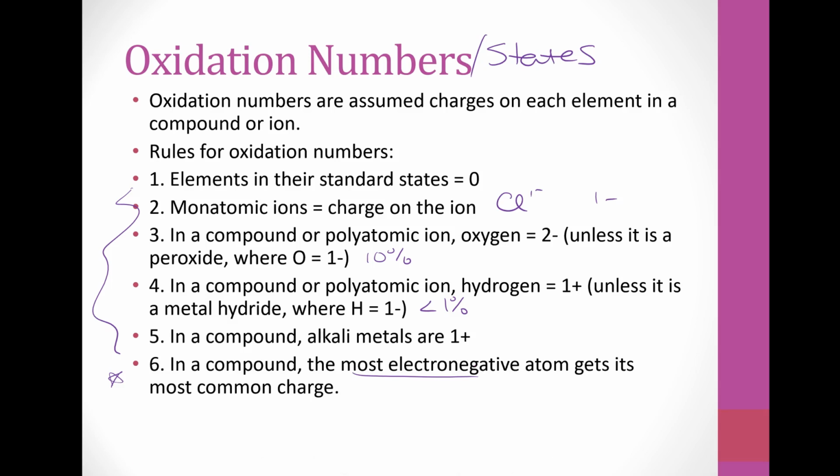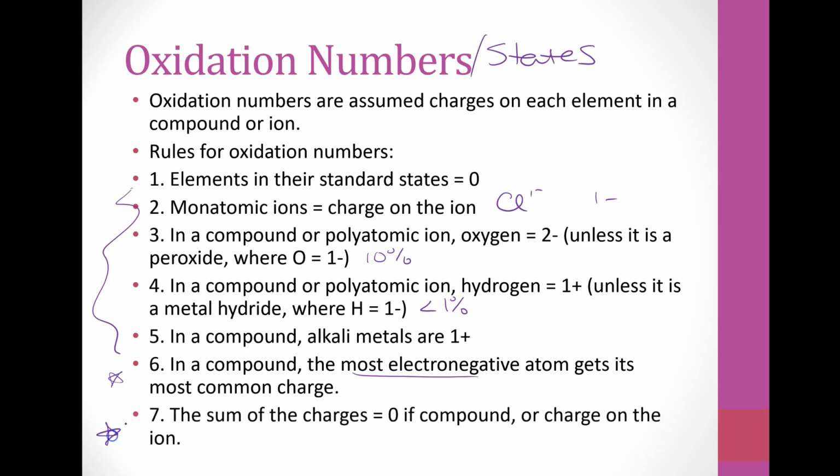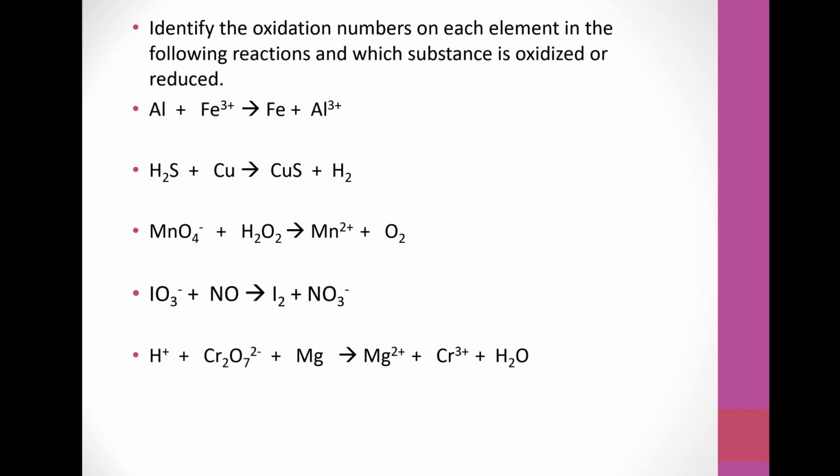Okay, and then the final rule, which is the most important one, is that the sum of the charges of all the oxidation numbers, if you want to call them that, has to equal 0 if it's a compound, or the charge on the ion. And I'll show you what that looks like. So it's very similar to what you guys are used to doing. So the first thing we're going to do is identify the oxidation numbers on each element in the following reactions. So aluminum's an element in its standard state, it's 0. Fe is a monatomic ion, +3. This Fe is an element in its standard state, and that Al3+ is a monatomic ion. So those are pretty simple.